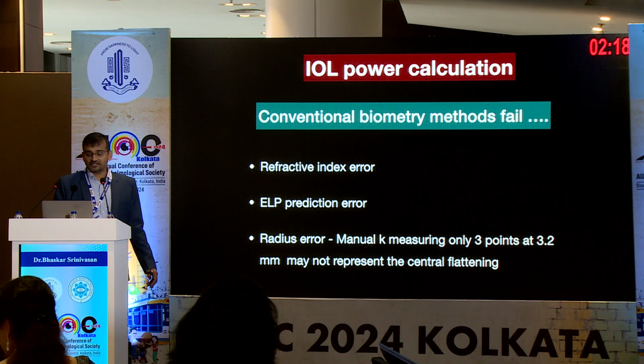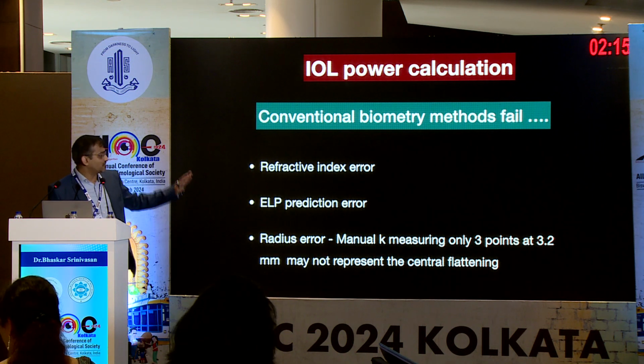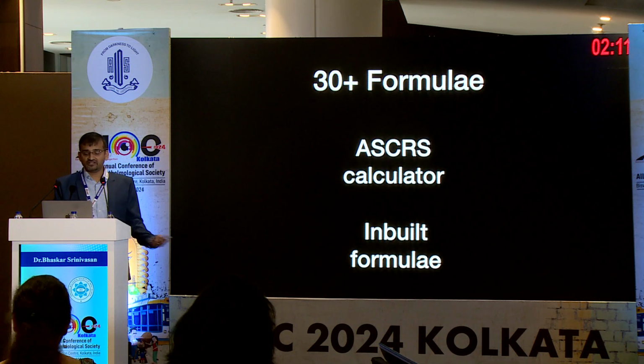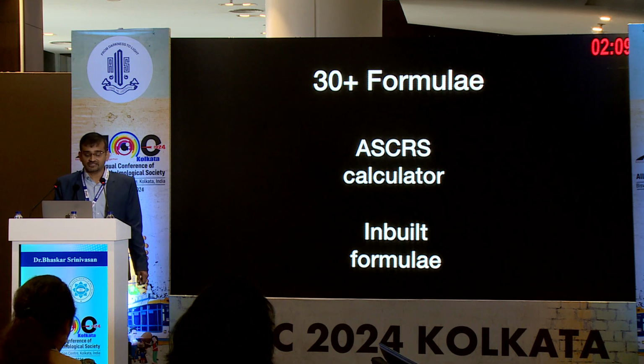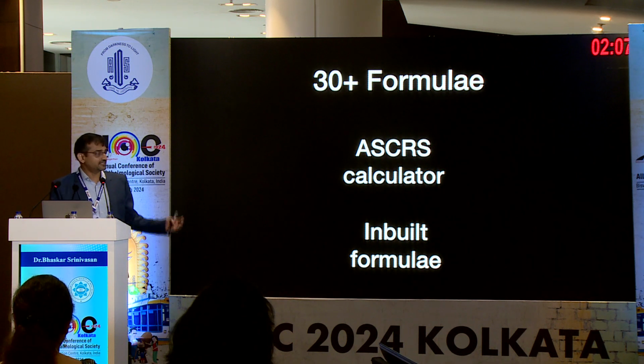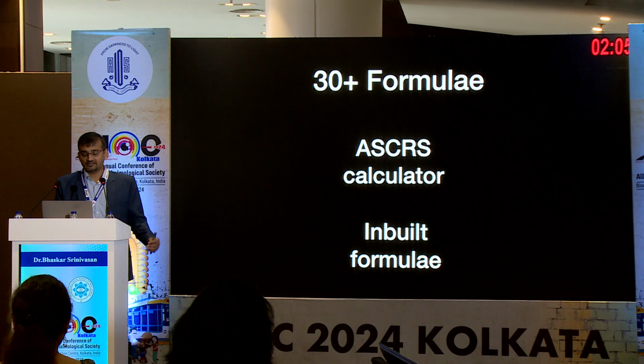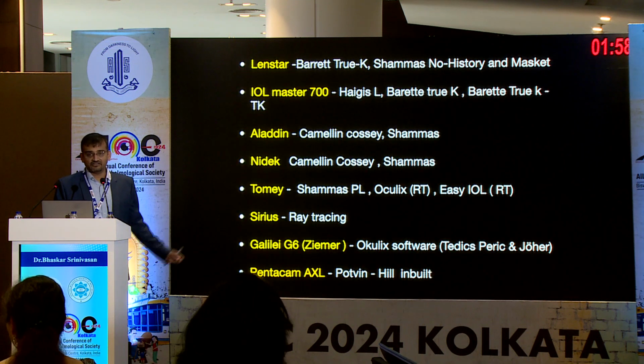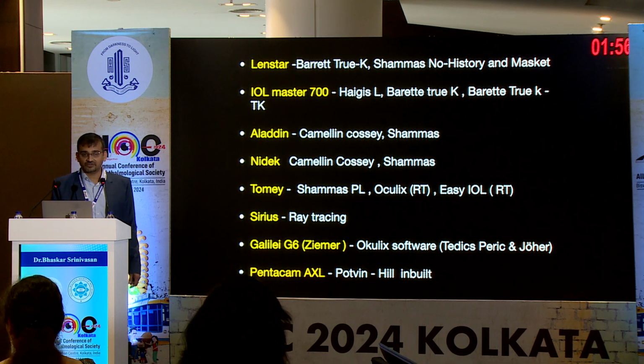IOL power is another big topic, but conventional biometry fails because of multiple errors. I'll not go into details. As a result, we have close to 30 plus formulas. Luckily, we have the ASCRS calculator, which has checked and ratified a few formulas on their website. And now you also have inbuilt formulas in different biometric machines, as you can see in the list here.